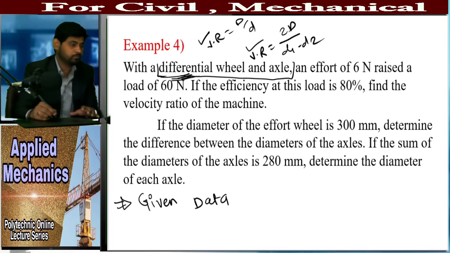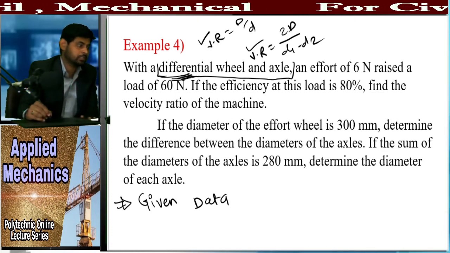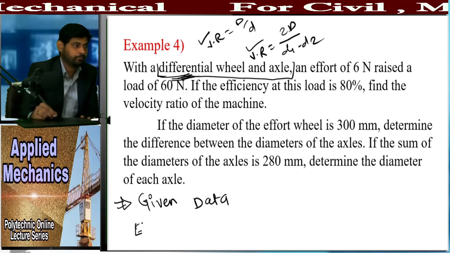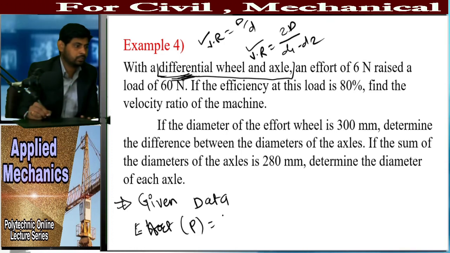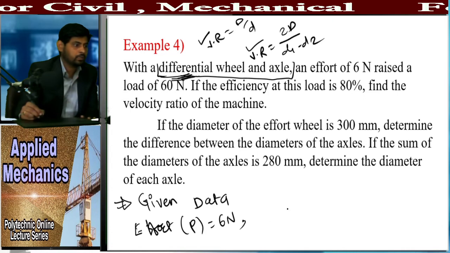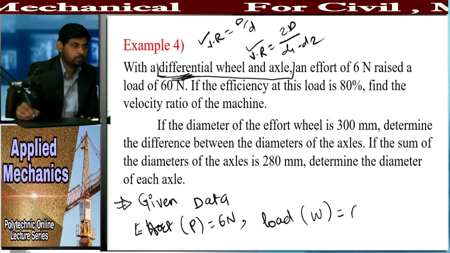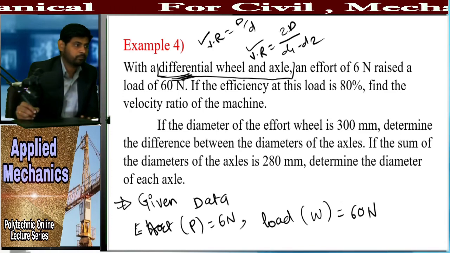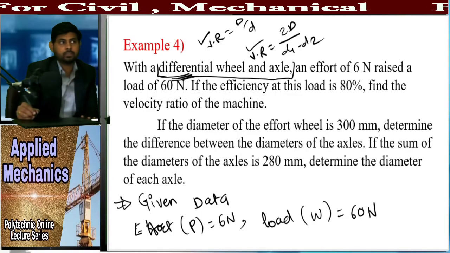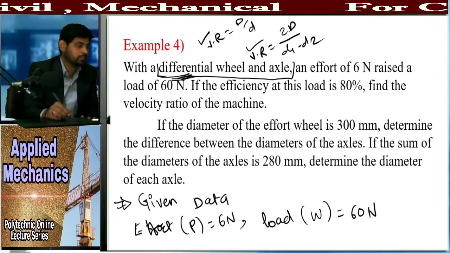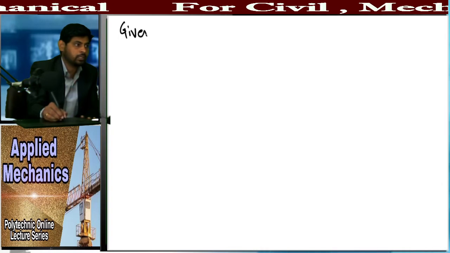Okay. So here our given data, what it said: effort of 6 Newton raised a load of 60 Newton. So here effort P is given to us, 6 Newton. After that, load is given to us, load W is equal to 60 Newton. After that, the efficiency at this load is 80%. So efficiency is also given to us.